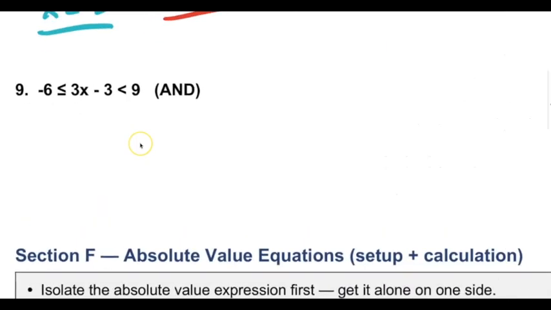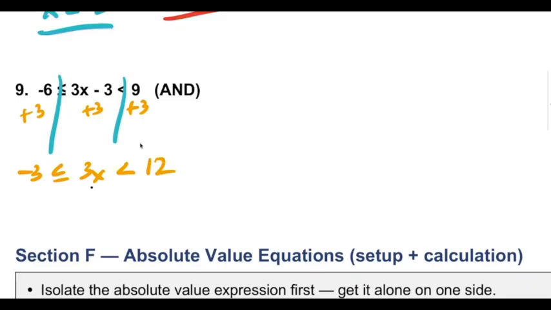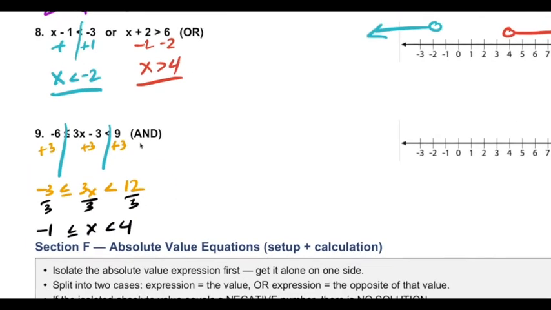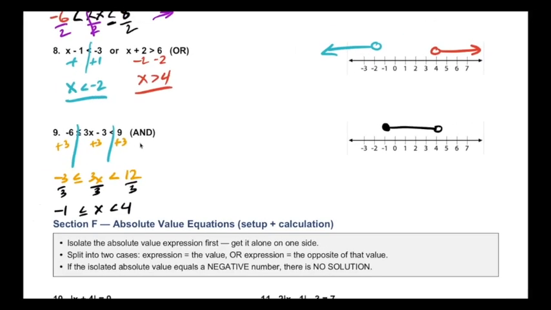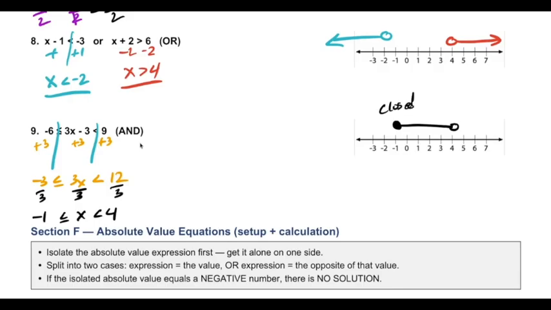Next, number 9. Same idea, we're just going to solve it. Let's get rid of that 3. So plus 3, plus 3, plus 3. I get -3 is less than or equal to 3x, which is less than 12. Then divide by 3, divide by 3, divide by 3. -1 is less than or equal to x, which is less than 4. We do the same thing: my lower bound is -1, which is a closed circle this time, and my upper bound is 4. By the way, this is a closed circle and an open circle. We actually call this the Clopen Set, hence my name.